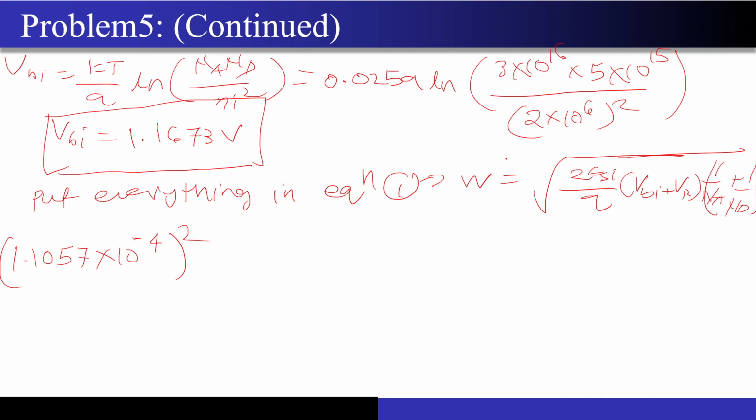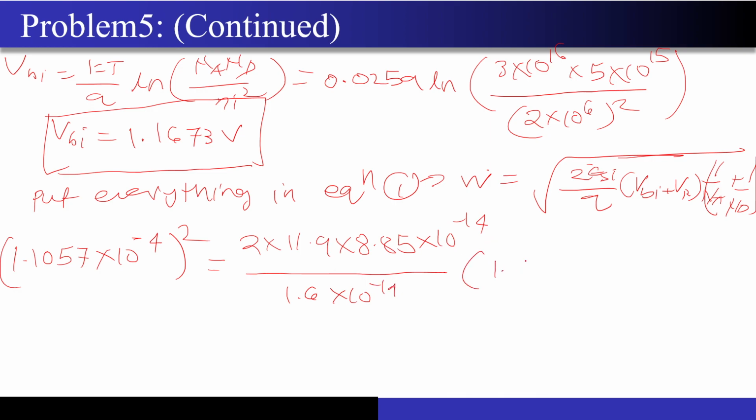Now I will be squaring both sides of this equation, and I will be directly putting all the values over here. I hope this is fine. What is the epsilon SI? 11.9 into the dielectric constant of free space. What is the value of Q? 1.6 into 10 to the power minus 19. VBI I already know, 1.167 plus VR. And 1 upon NA plus 1 upon ND is 1 upon 3 into 10 to the power 16 plus 1 upon 5 into 10 to the power 15.